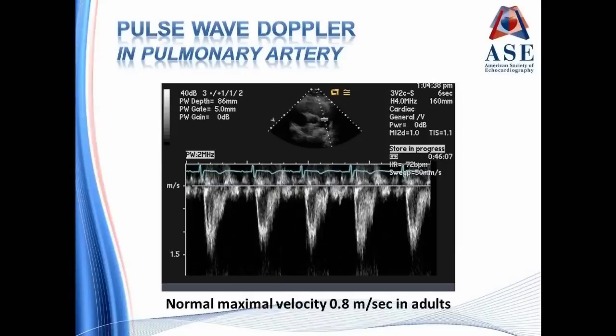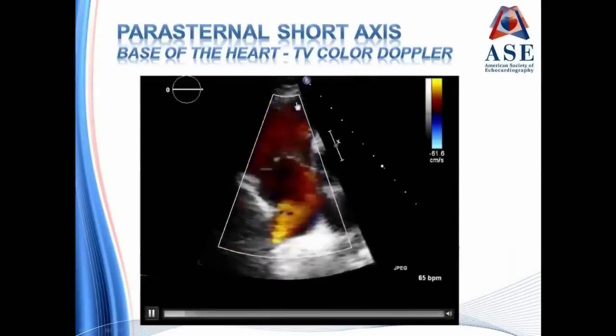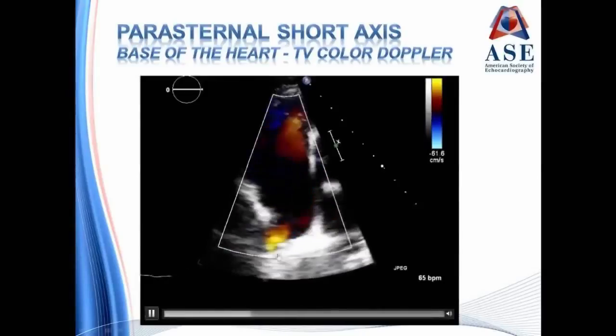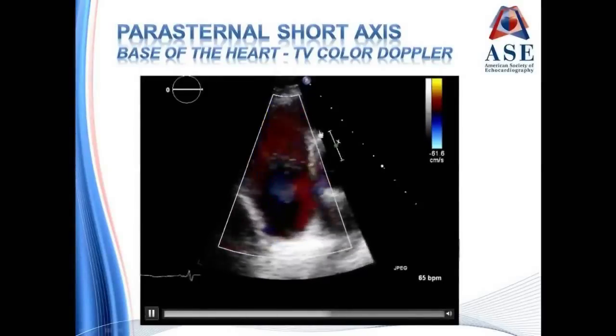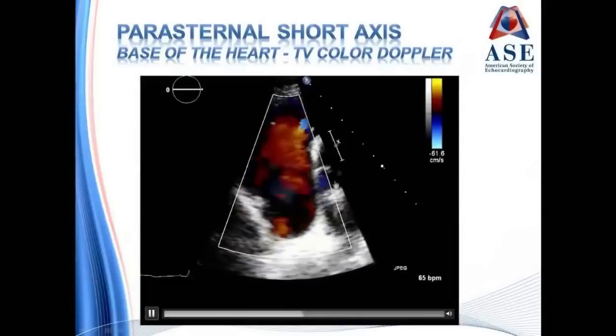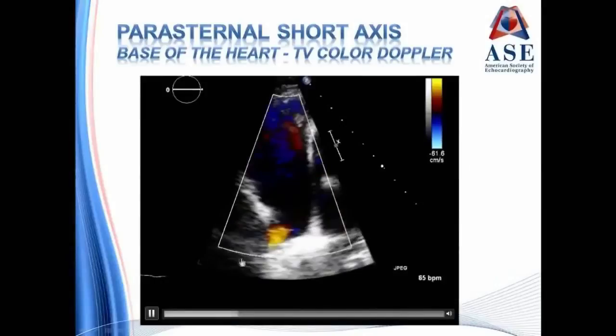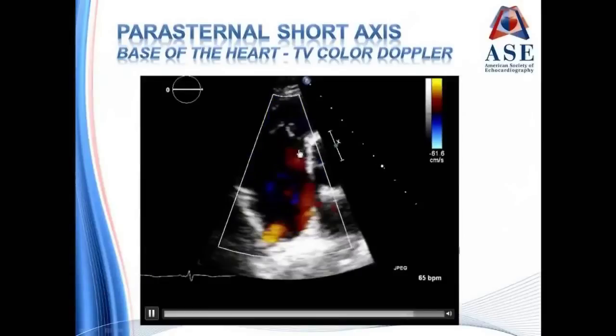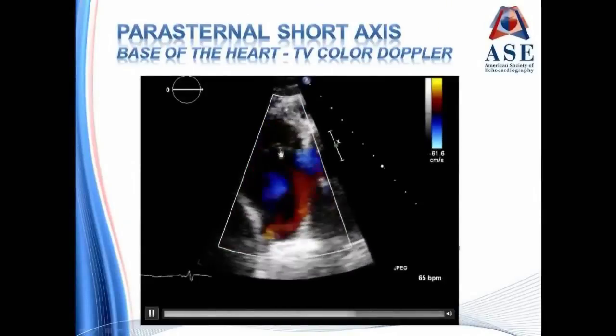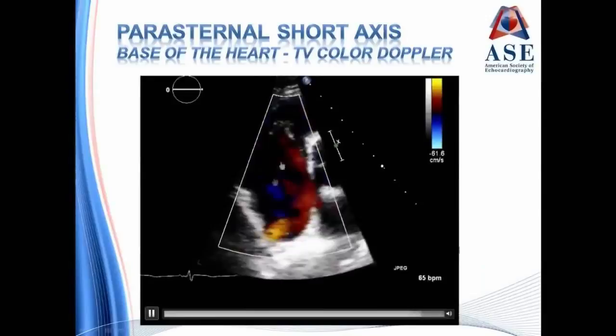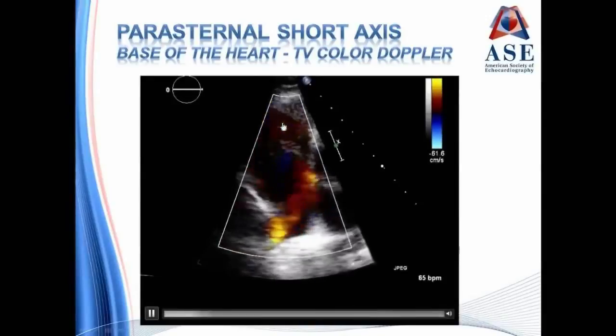If the transducer is moved in the other direction towards the RV, we see the tricuspid valve. This is the aortic valve here. This is the left atrium, the interatrial septum. And here we see the right atrium, inferior vena cava flow, and this flow along the septum is the superior vena cava flow, and here is the tricuspid valve. This is a good view for lining up with a tricuspid regurgitation jet to measure true velocities.